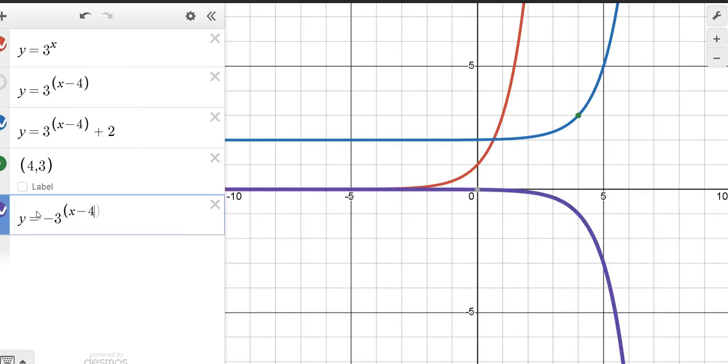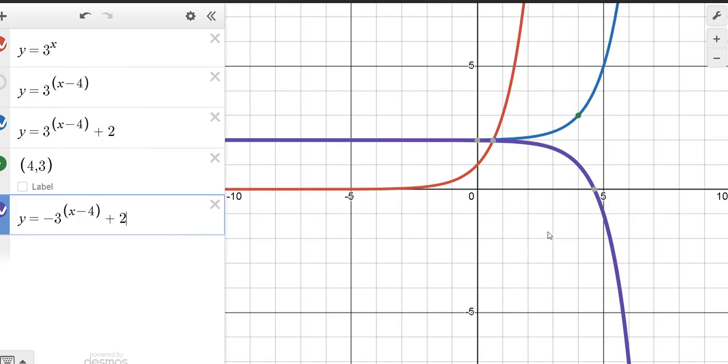So that's shifting it over and flipping it down. And then the last thing to do is shift it up, plus 2. So there's our final graph. It's been reflected around the x-axis, shifted to the right by 4, and up by 2. Notice that this number right here is always going to be your horizontal asymptote.